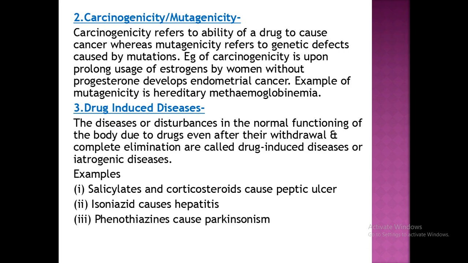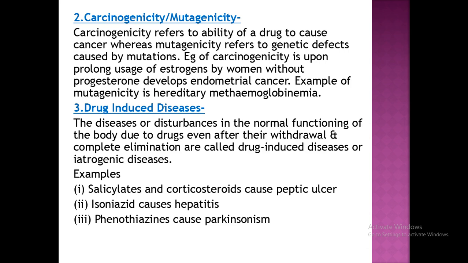Then the third type is drug induced diseases. The diseases or disturbances in the normal functioning of the body due to drugs even after their withdrawal and complete elimination are called drug induced diseases or iatrogenic diseases. So here we are completely stopping the drug. We are completely withdrawing the drug and completely eliminating the drug from the body. But still we are observing drug induced diseases, which is also called iatrogenic diseases.